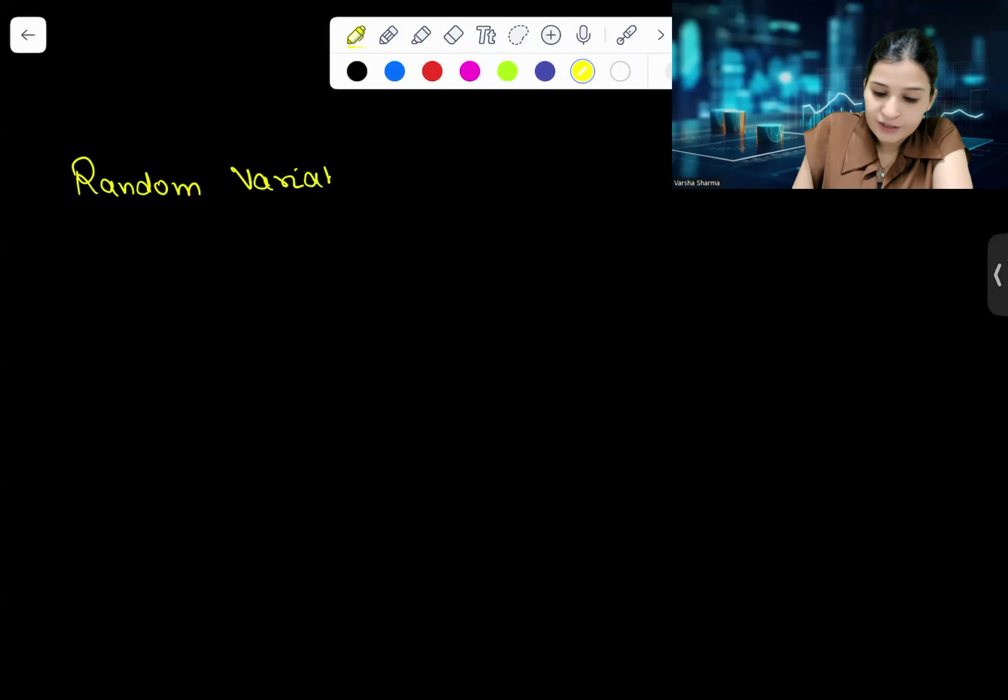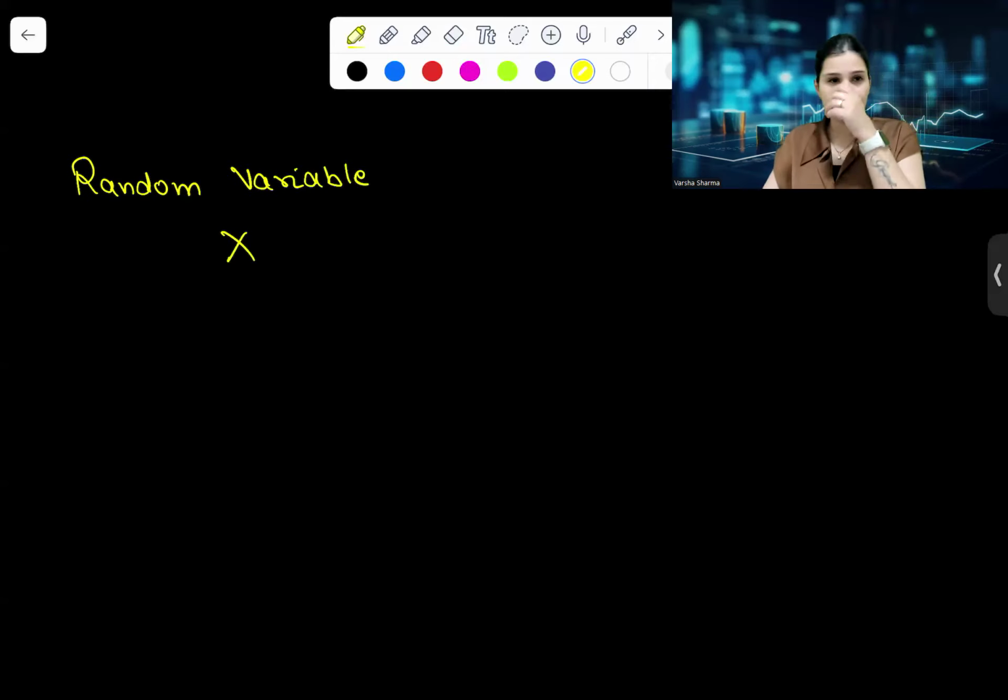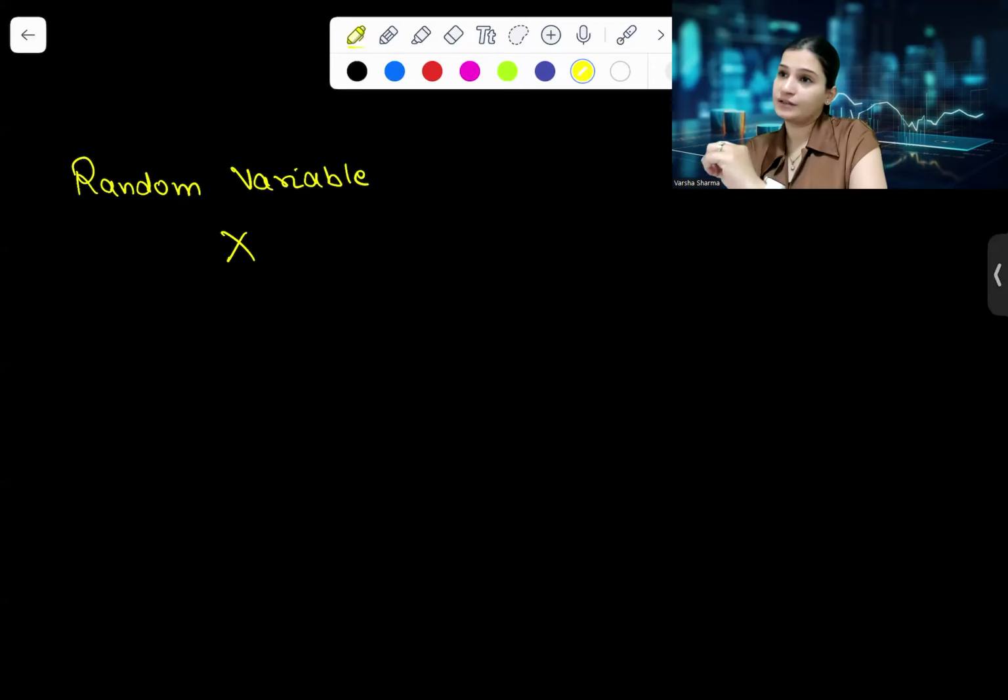Now, what is a random variable? Since it's a variable, we denote it by a letter, we'll only denote it by capital X, no other letters are allowed. Now, it's a variable, so it does not have a fixed value. The value may vary, obviously. Now, what happens here is, it is basically a real valued function.